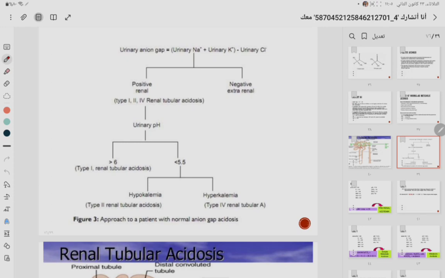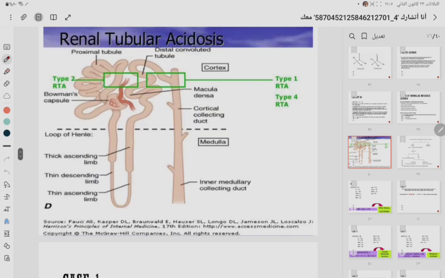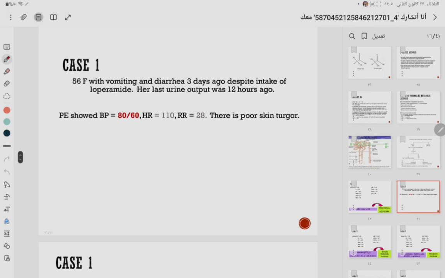This is an example case: a 56-year-old female with vomiting and diarrhea for 3 days despite intake of loperamide. Loperamide is an opioid agonist that acts on mu receptors, and we use it as an anti-diarrheal agent. Her last dose was 12 hours ago. Blood pressure is low, she is hypotensive, heart rate 120, respiratory rate 28. Next. Skin turgor is reduced. Her sodium is 130, potassium 2.5, chloride 105, blood urea nitrogen 42, creatinine 2, random blood sugar, and you got the numbers.